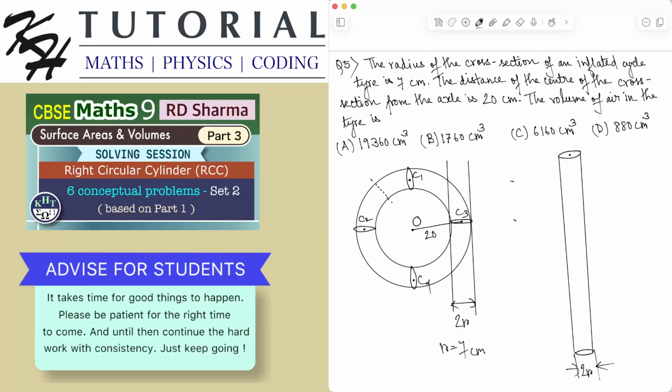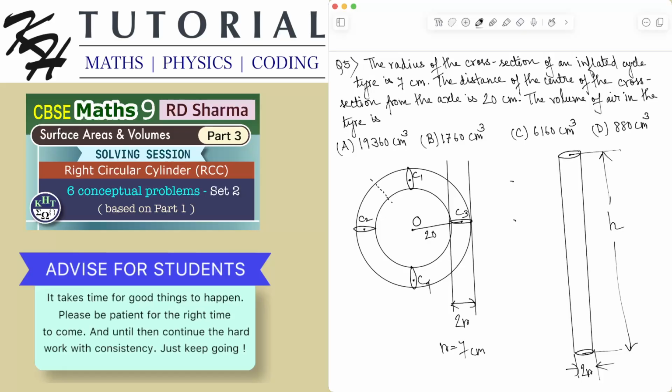Now what will be the length? And also we can see that the volume of the RCC will be equal to the volume of air inside the tire. Now to find the volume of the RCC, we need the height. What will be this height? This height is nothing but the length of the tire. If you cut this tire and flatten it out, the length of the tire will be the height of the RCC. What will be that length?